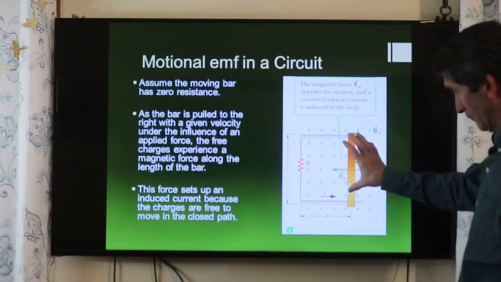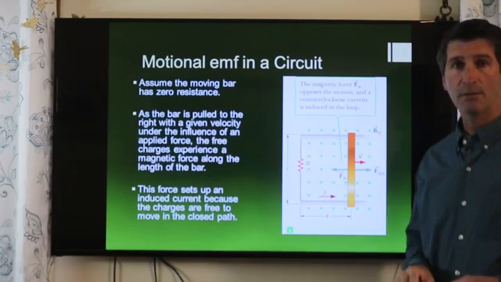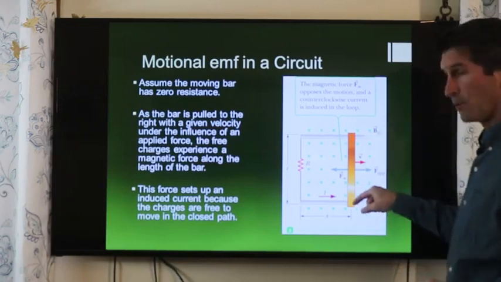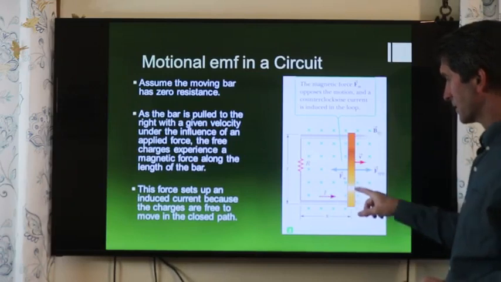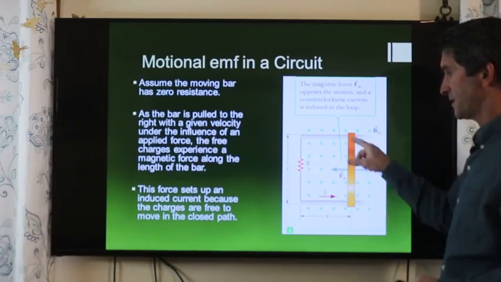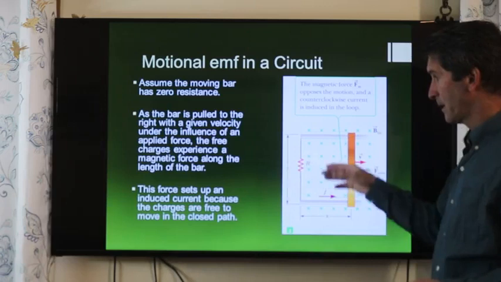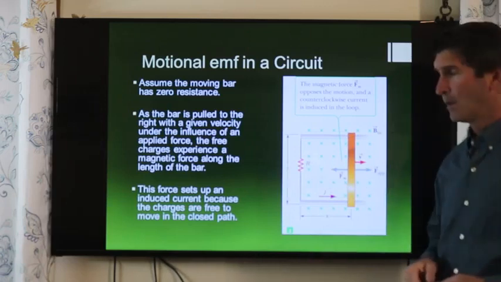So again, V cross B tells us that the electrons are going to move downward. That is going to create the potential difference, causing the current to go, in this case, in a counterclockwise direction and pass through the resistor.